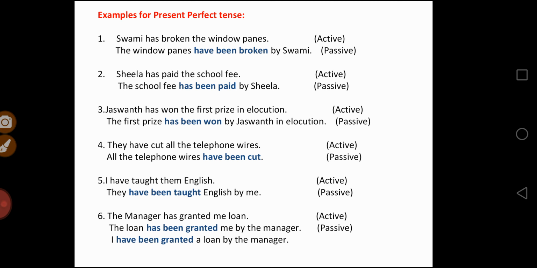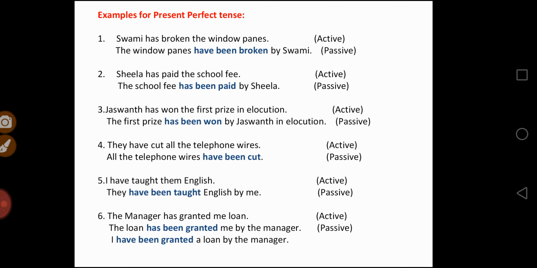Next example. Sheila has paid the school fee. The school fee has been paid by Sheila. Jaswant has won the first prize in elocution. The first prize has been won by Jaswant in elocution. They have cut all the telephone wires. All the telephone wires have been cut. Here also, all the telephone wires are in plural. That's why we have used "have been".